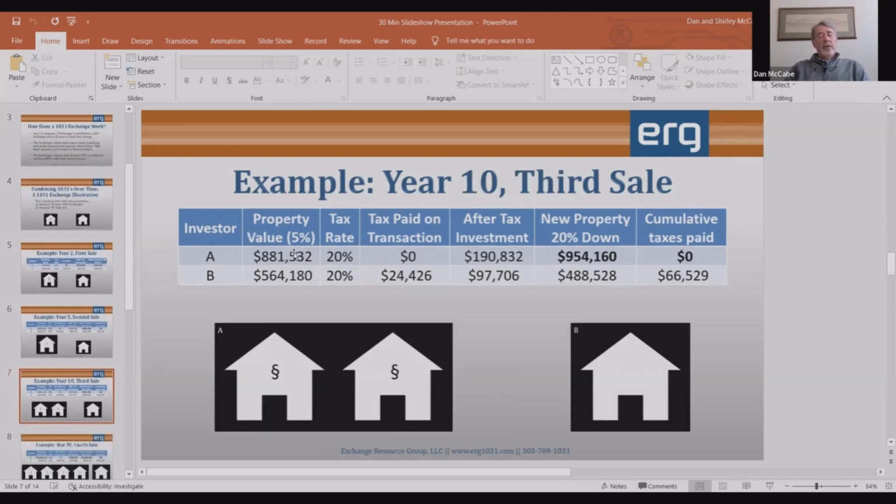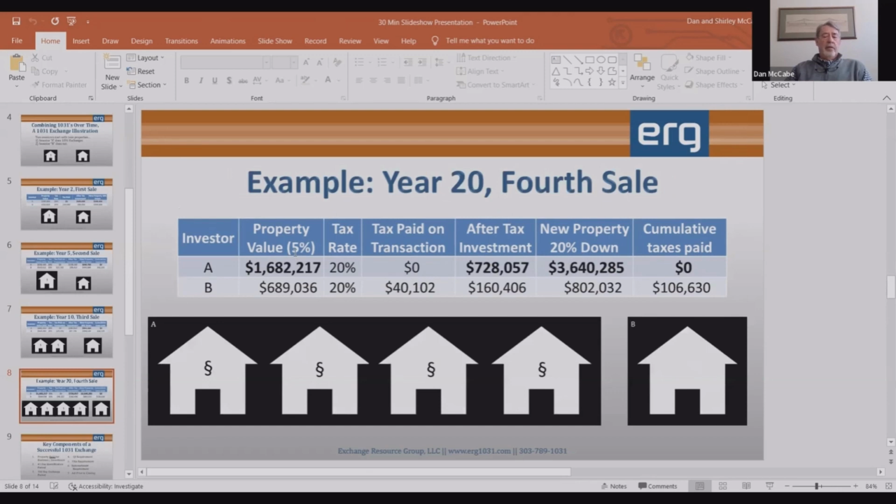Now it starts to really grow. After 10 years, you can see they sell another property. Again, B pays his tax, $24,000, and he now has approximately $488,000, whereas A has essentially twice as much, $954,000. And then look at the end of 20 years. A now has 4 times the new property purchasing capability that B does.